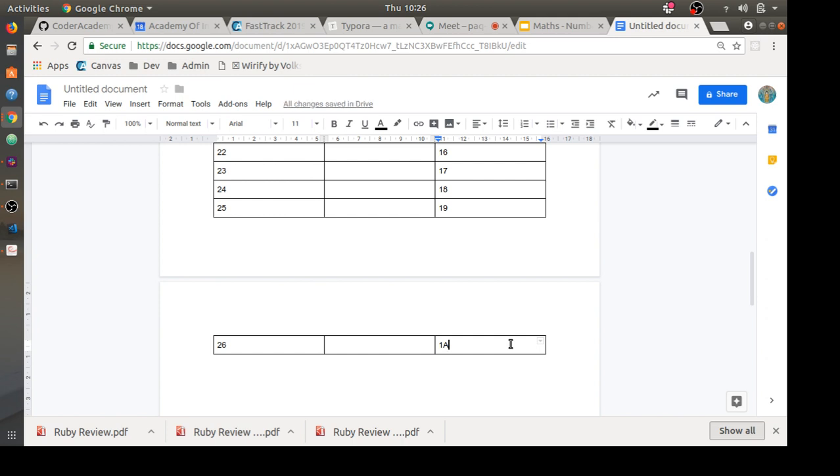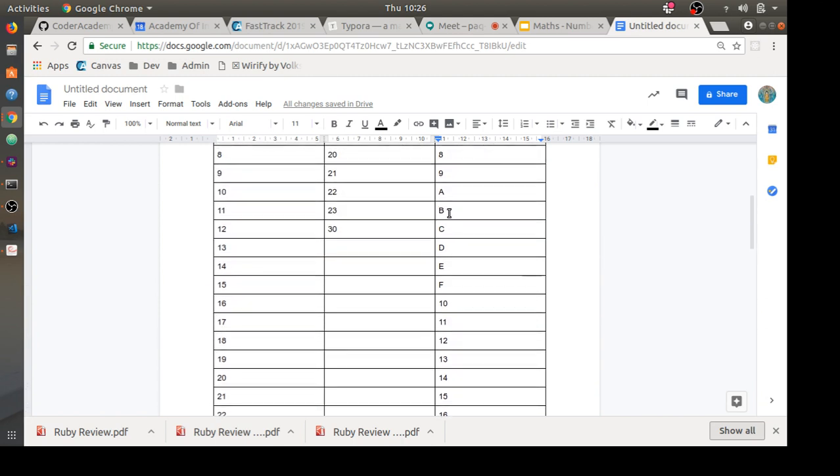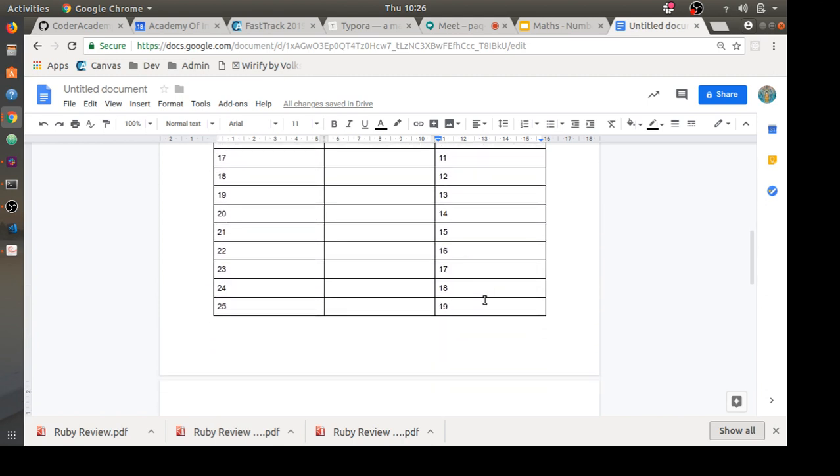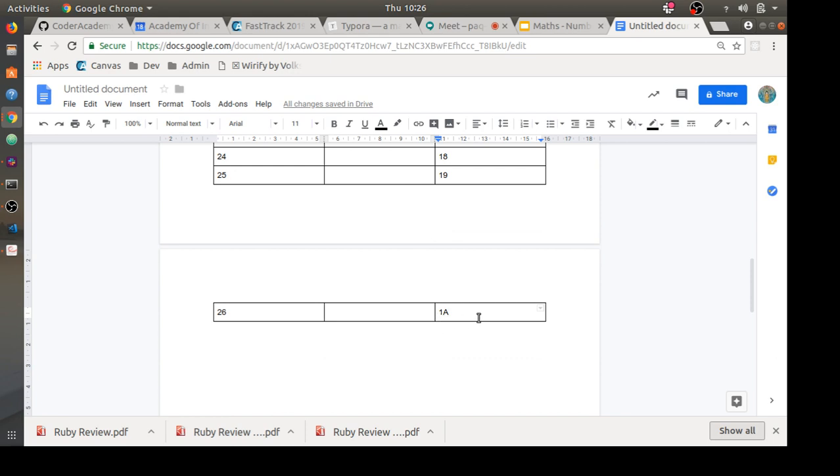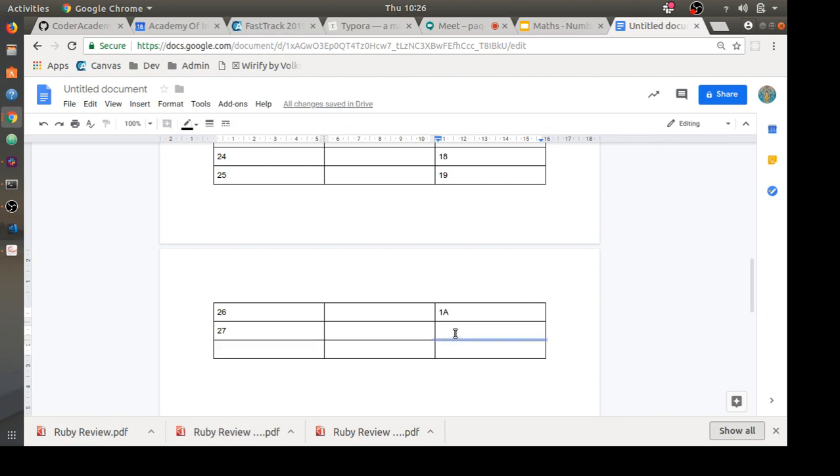All right, let's look. 1A, what are we representing there? It's 1 times 16 plus A times 1. What is A? A is 10. We can look back here to see A is 10. So it's 16 plus 10, which is 26. And guess what 27 is? 27 is 1B.